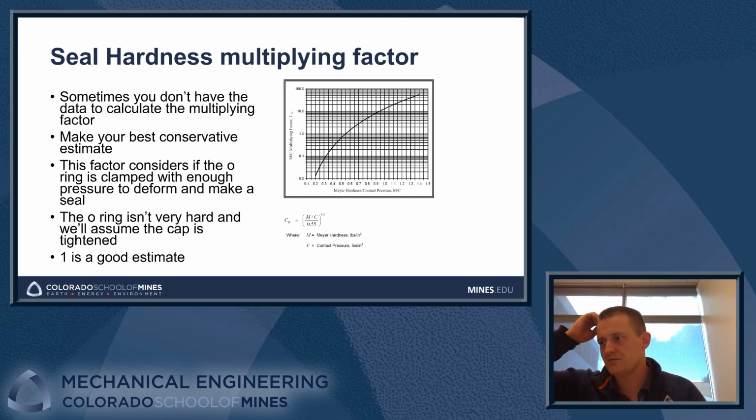In this case, we don't really have a great way of estimating that. We can see that the multiplying factor can go up quite high if we've got a very, very hard gasket. We can look on McMaster and see that Buna-N is not particularly hard compared to some other materials. We're not using a steel gasket or anything like that. So we're just going to pick a conservative estimate. It looks like 1 is kind of towards the middle of the x-axis of this graph. So we'll just go ahead and estimate that this multiplying factor is 1, and it's not going to be a hugely significant factor for our calculation. We'll just roll with that because that's the best we can do in this situation.